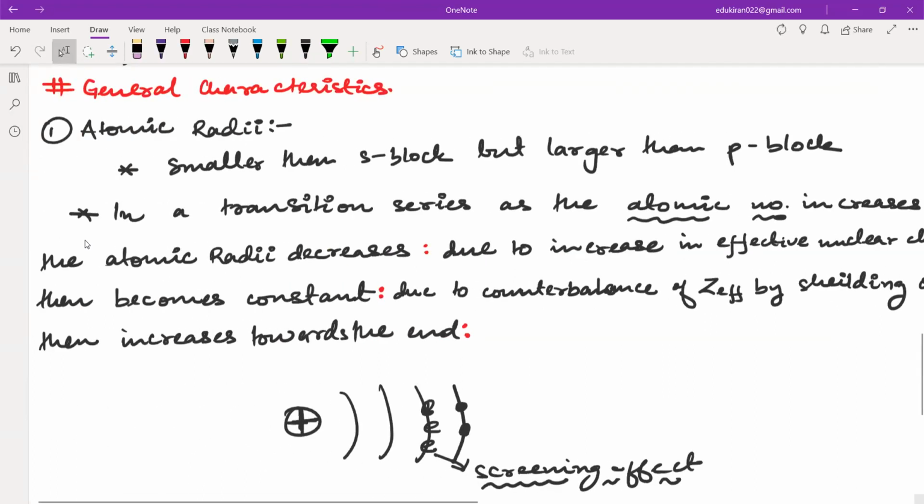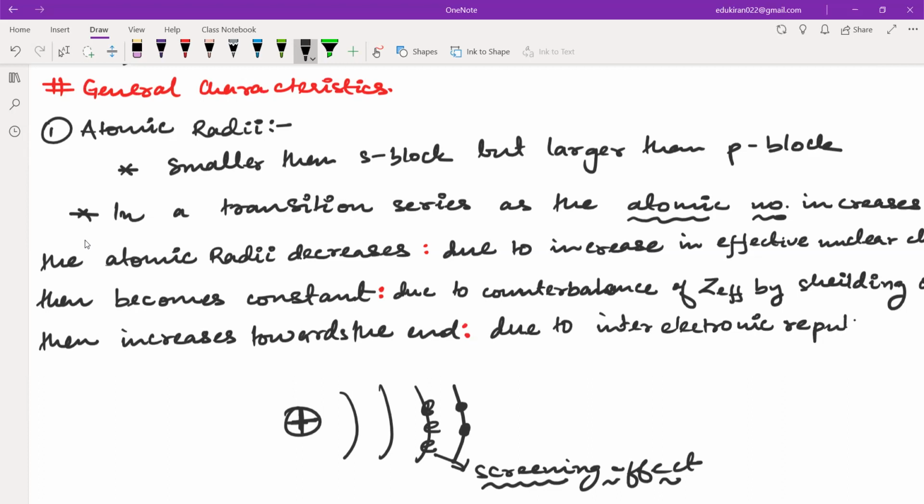Now, at last, it increases towards the end. The reason for this increase is that when we have these electrons, they start to have repulsion, and when there is repulsion, they will move far apart. If they move far apart, the atomic radius will increase. So it increases towards the end due to interelectronic repulsion in D subshell.